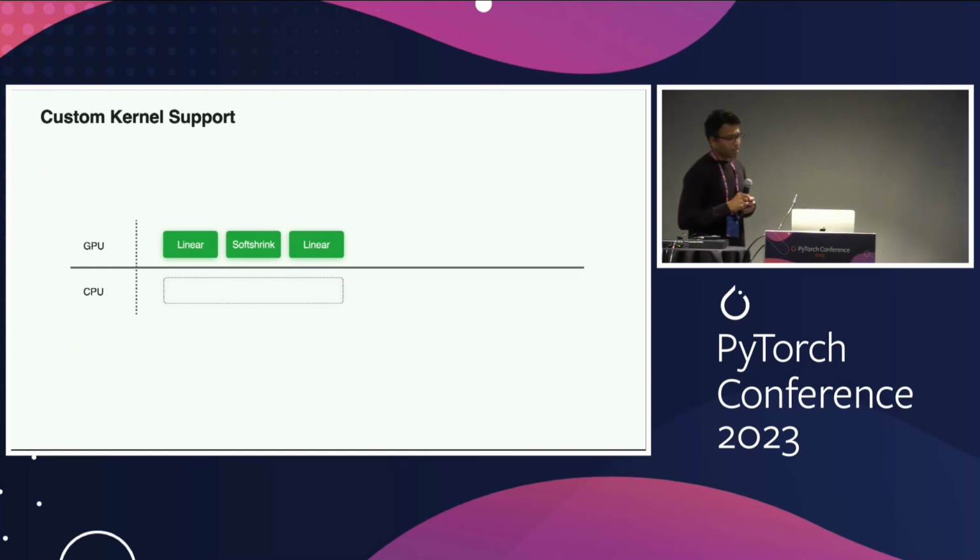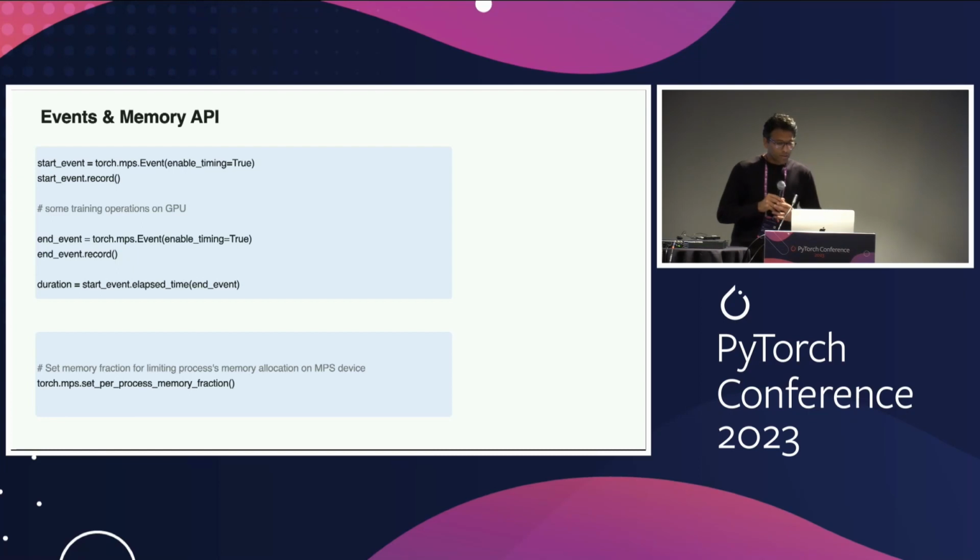Now, with the newly added custom kernel support, the model runs much more efficiently. All the copies and the intermediate tensors created by the fallback to the CPU are gone, and the sequential model runs much faster. Here are some of the additional APIs on events such as record, wait, and elapsed time to do event management and create custom timing operations. Moreover, APIs on the MPS allocators, such as set per process memory fraction, give developers much more fine-grained control over the backend for memory operations.